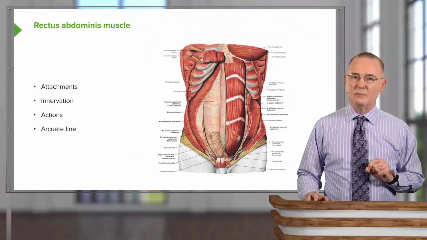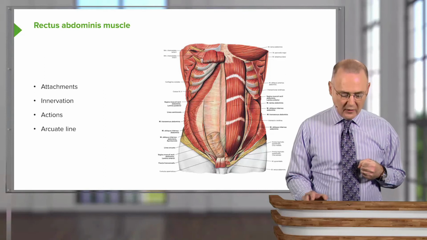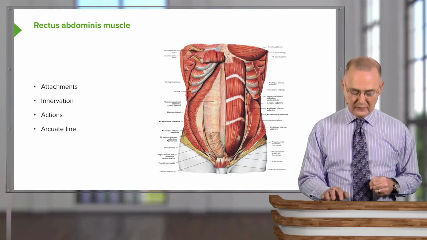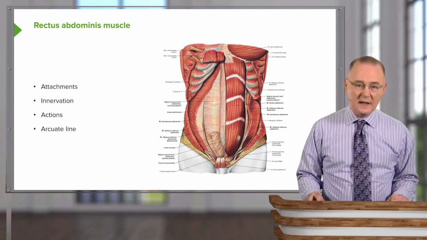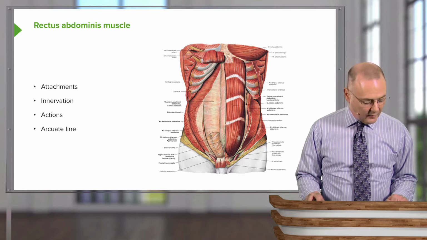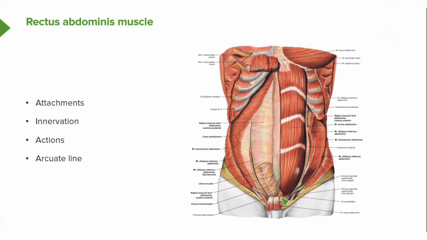Now, the rectus abdominis muscle specifically will have attachments, will have its own innervation, as well as produce some various actions. The attachments for origin are going to be inferior, and those points of origin will include the pubic bone as well as the pubic symphysis. The points of insertion will run more superiorly, and those will include the costal cartilages of ribs 5 through 7 typically, and the midline structure being the xiphoid process.